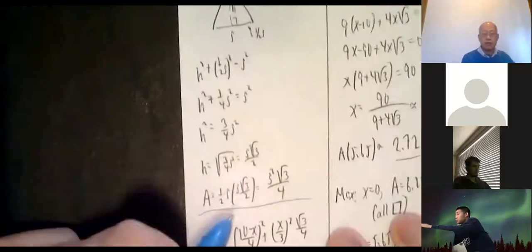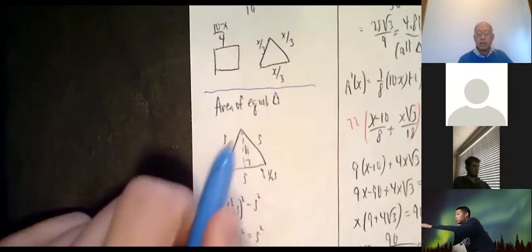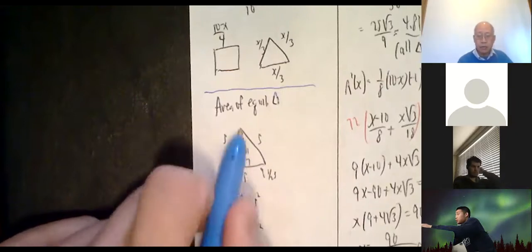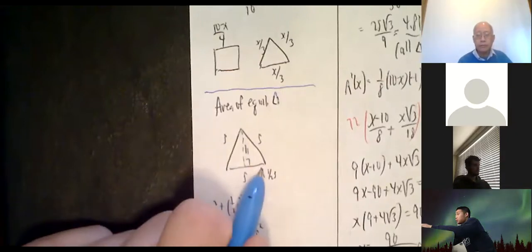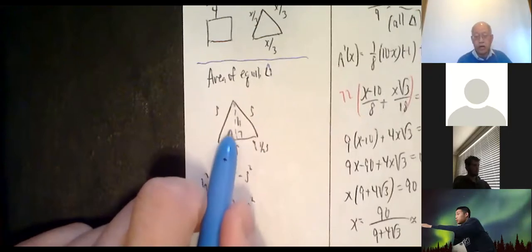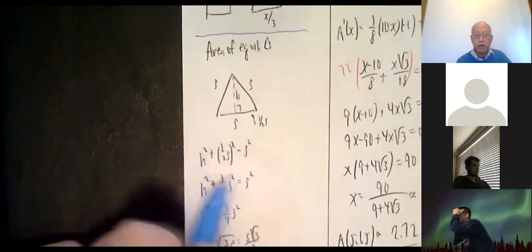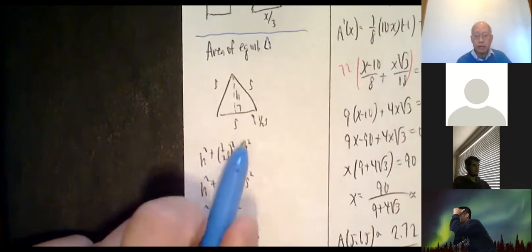And everything from here to here. So let's have an equilateral triangle. Each side is S, S, S. Let me draw the perpendicular, which means this is half S. I'm trying to find H, so I can do 1/2 base times height. So H squared plus half S squared is equal to S squared.